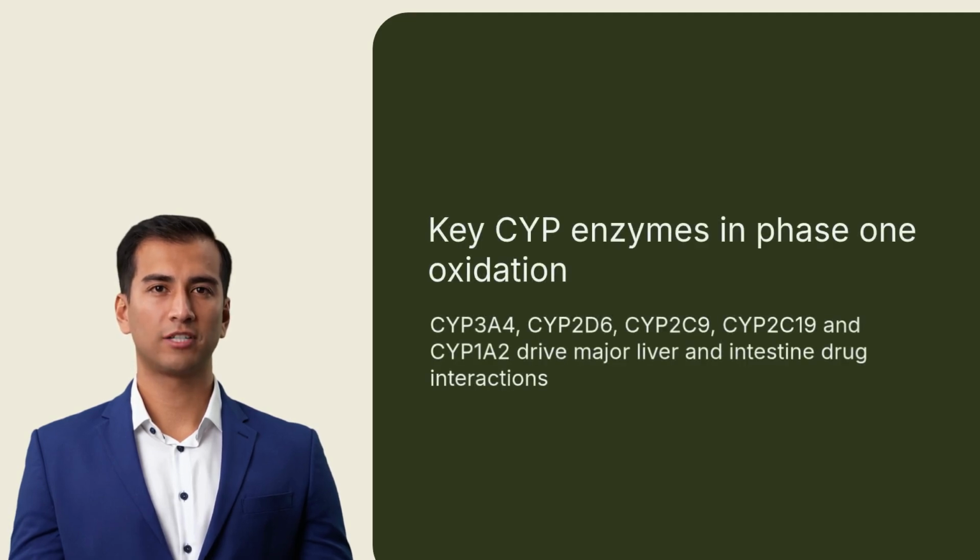Cytochrome P450 enzymes drive most clinically important phase 1 oxidation, mainly in the liver and small intestine. The 5 highlighted here are CYP3A4, CYP2D6, CYP2C9, CYP2C19, and CYP1A2. Each matters in interaction and phenotype assessment.